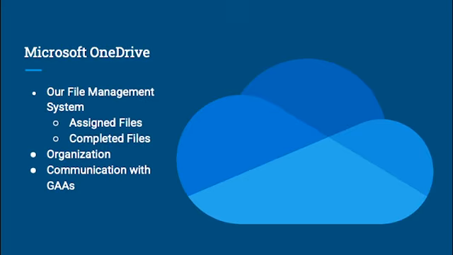OneDrive is our file management system, where GAAs will organize files and assign files to you. This is also where you will upload your files once they're completed. One key thing to remember about OneDrive is that organization is the main priority. In the next module, we will chat about how to use OneDrive efficiently.